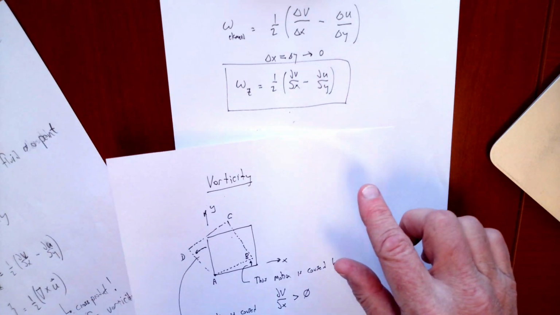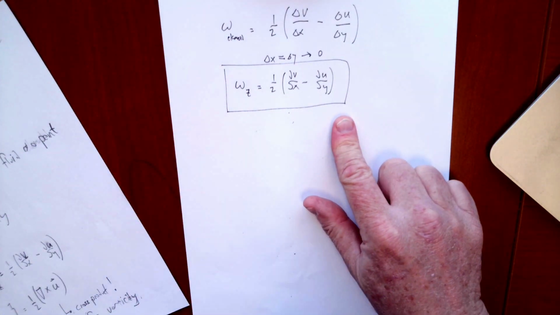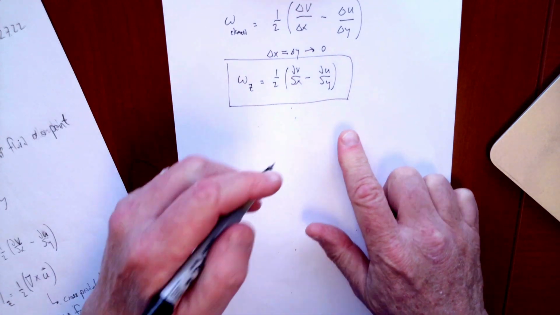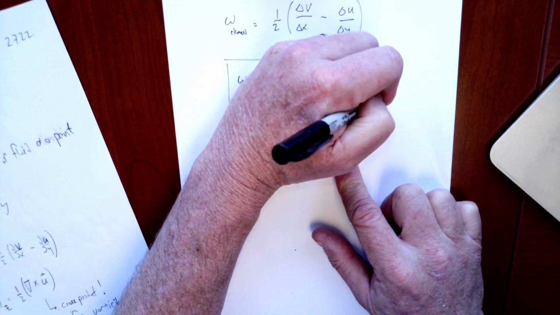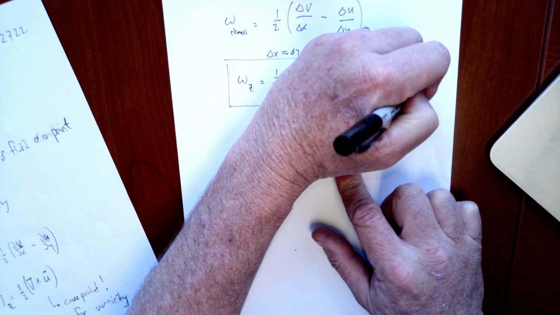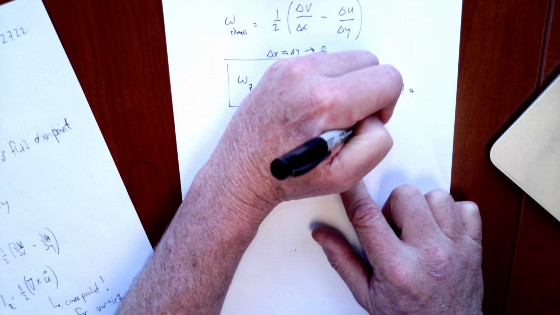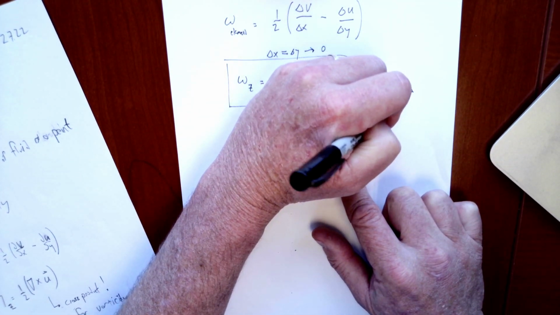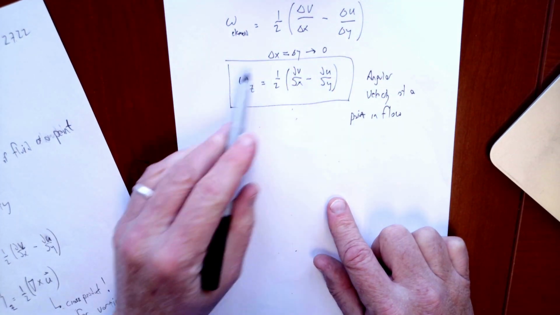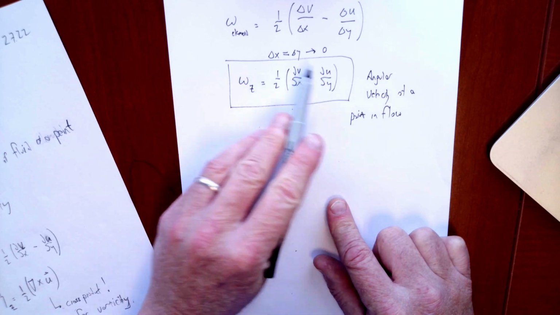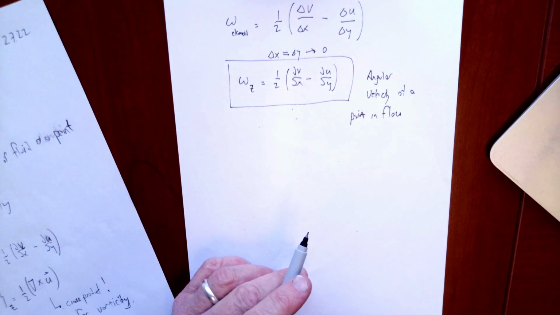So that's now the z angular momentum. I'm sorry, I keep saying momentum. It's z angular velocity. This is angular velocity at a point in the flow, because I've let delta x and delta y go to 0. So at any point in the flow, I can calculate this angular velocity.